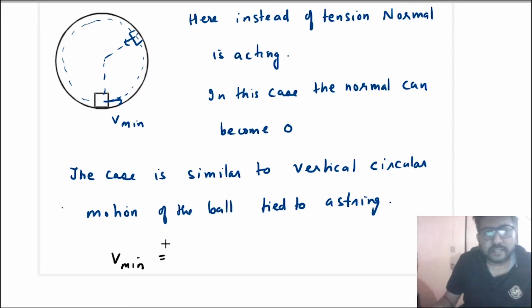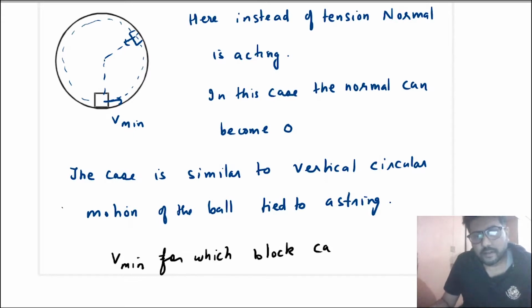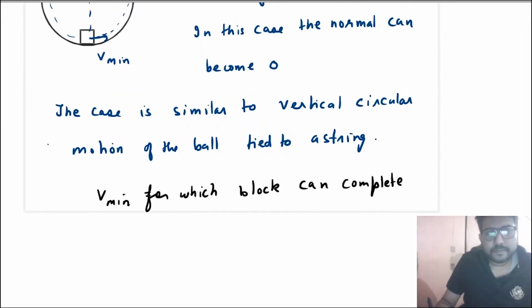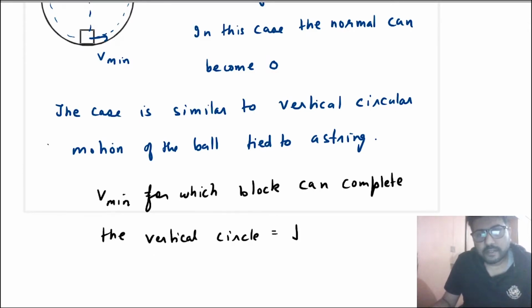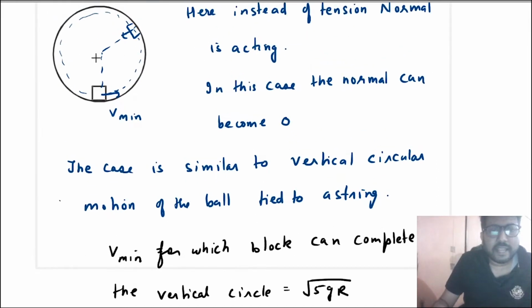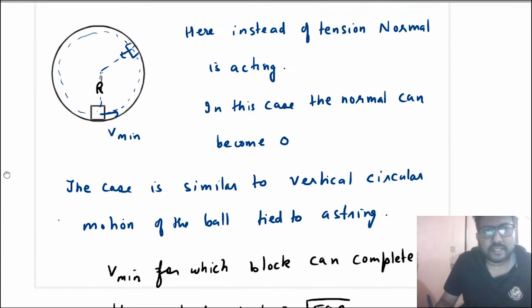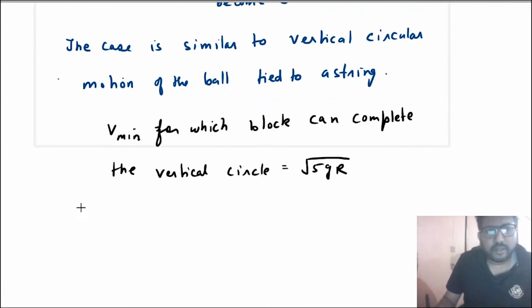block can complete the vertical circle, is root 5gr, where r is the radius of the loop. In that case L was the radius of the vertical circle, in this case r is the radius of the vertical circle. And all the results that we have discussed in the case of string are valid here. So we will not discuss it again.